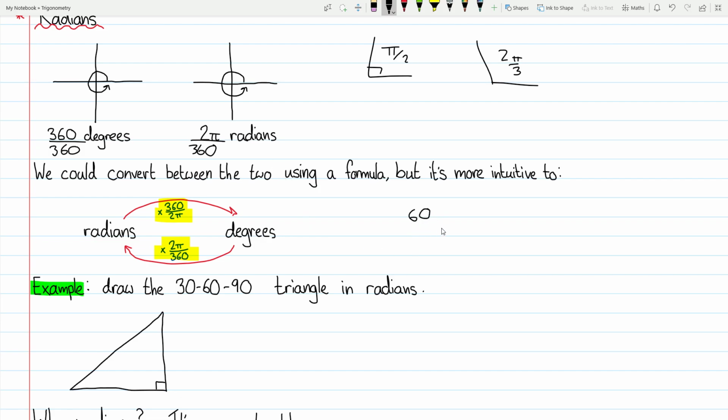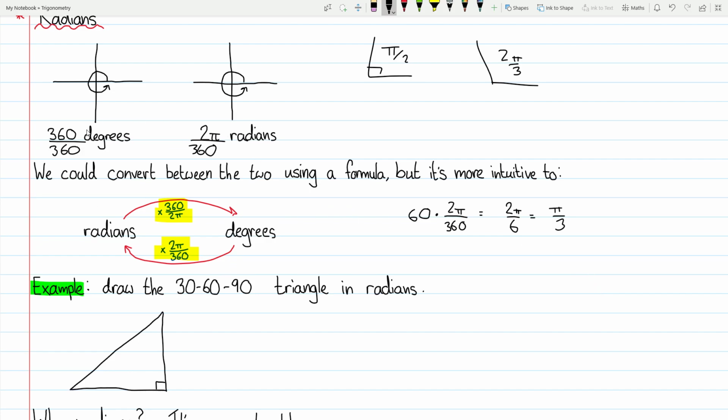So if each degree is 2 pi over 360 radians, then 60 of them is going to be 60 times 2 pi divided by 360 radians. And 60 divided by 360 is 1 over 6. So this simplifies to 2 pi over 6, or pi over 3. Okay? So that's how we convert between.